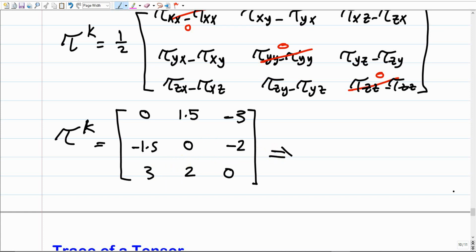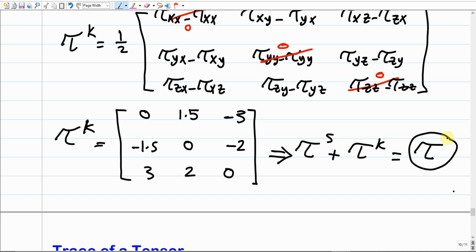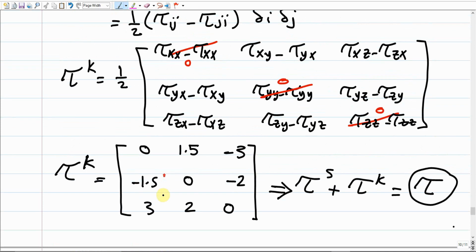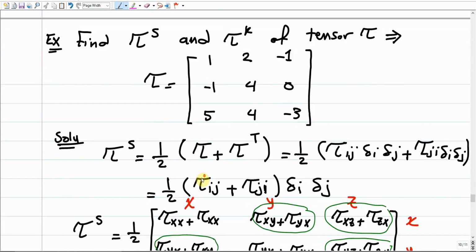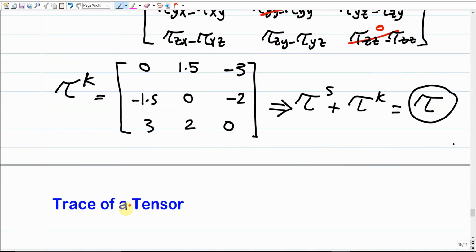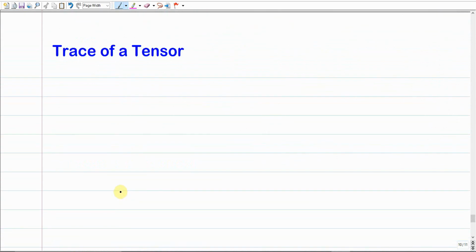To make sure that what we did is correct, if we sum the symmetric tensor plus the skew-symmetric tensor, we should end up with the original tensor back again. If you try this one, just sum this tensor to this tensor, you're going to find that typically we're going to end up with the general tensor. Make sense? This is for the skew-symmetric and symmetric parts of a tensor. The last thing that we're going to discuss here is the trace of the tensor, as we quickly discuss this thing.